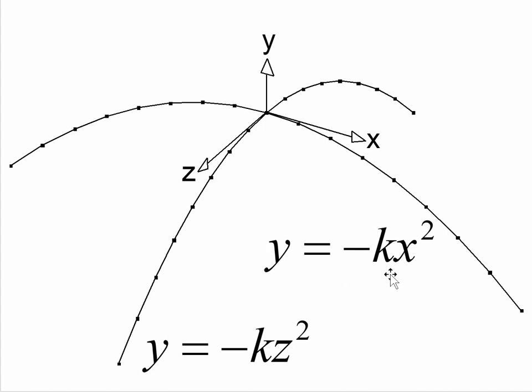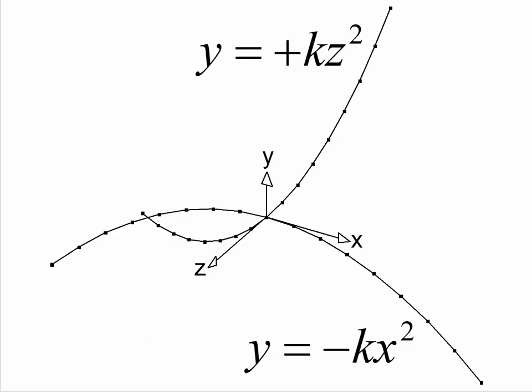The first parabola was y equals minus kx squared. This is the z coordinate. In this case, the equation for this parabola is y equals minus kz squared. We can then mirror that parabola about the horizontal plane, which is the zx plane, to produce this parabola, which is y equals plus kz squared.